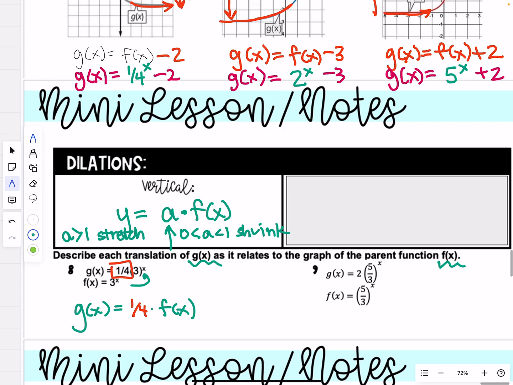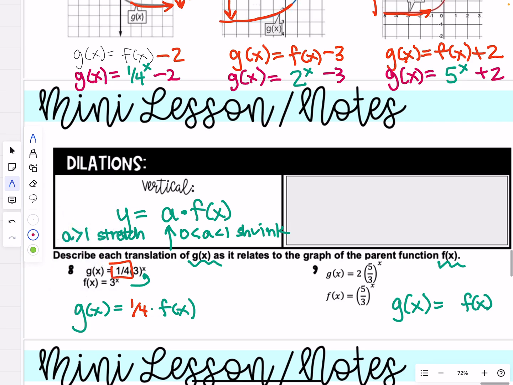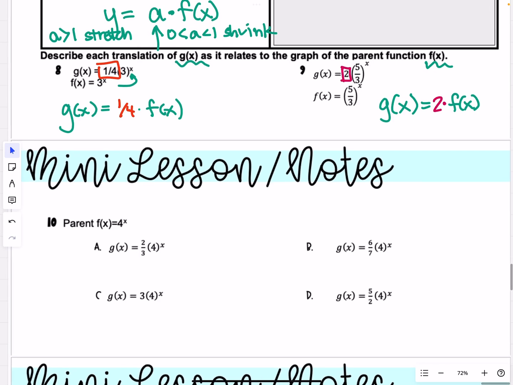And then the other example is very similar. G of x is equal to, what's going on there? Well, it looks like we've got something being multiplied by my f of x. So 2 times f of x. Excellent. All right, let's look at number 10 here.